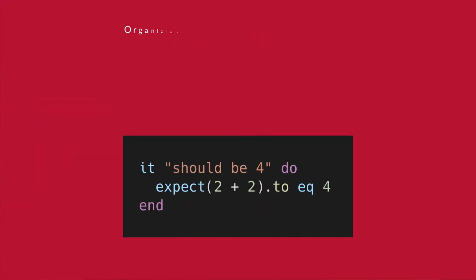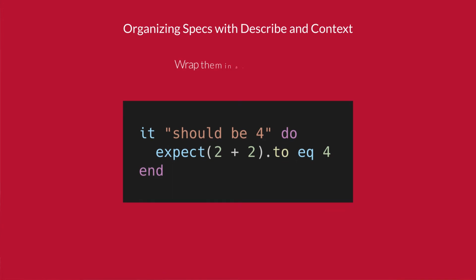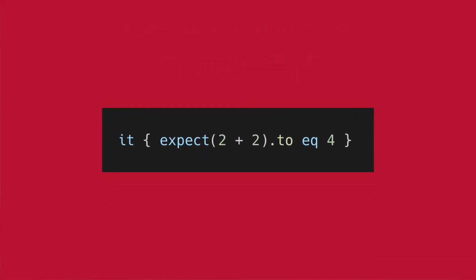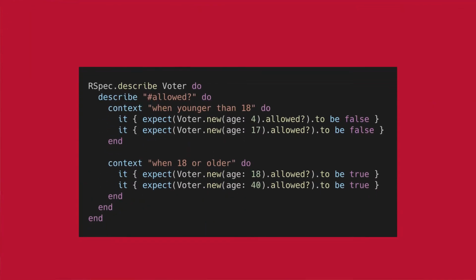In order to actually run expectations, you must wrap them in a complete spec. You do this using the it method, which accepts an optional string and a block containing your expectations. The above examples wouldn't properly run without an it wrapping them. Now we have a complete spec. The string is optional, and some developers prefer to keep their specs minimal like below. Generally, these bare specs depend on describe and context blocks to explain the goals of the testing.